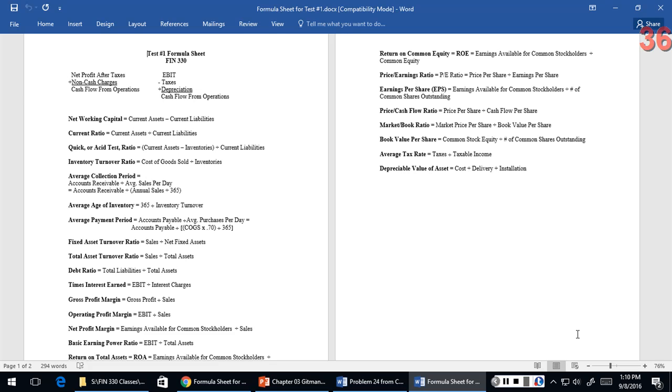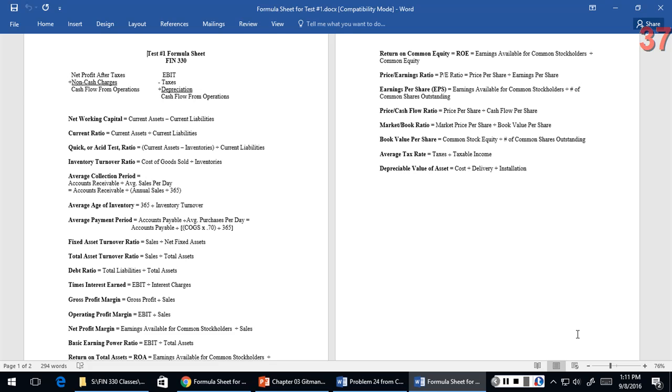Earnings available for common stockholders, would that be net profit or net income? Would it not be common stock plus retained earnings? It's going to be the bottom line of the income statement, net profit after tax. Yes, because that's the earnings available that can be paid out to common stockholders. You can pay that all out in dividends, or keep part of it in retained earnings. You can do what you want with it.